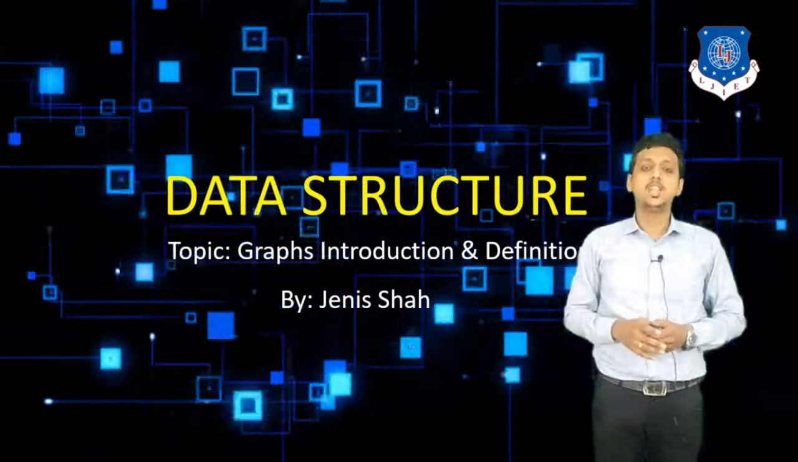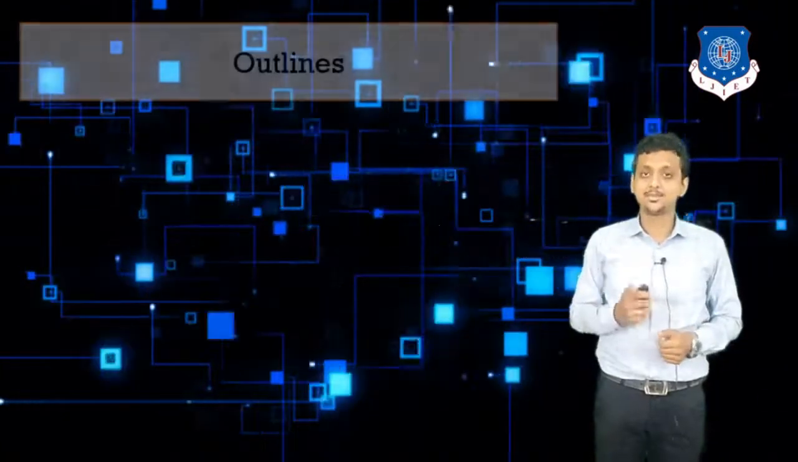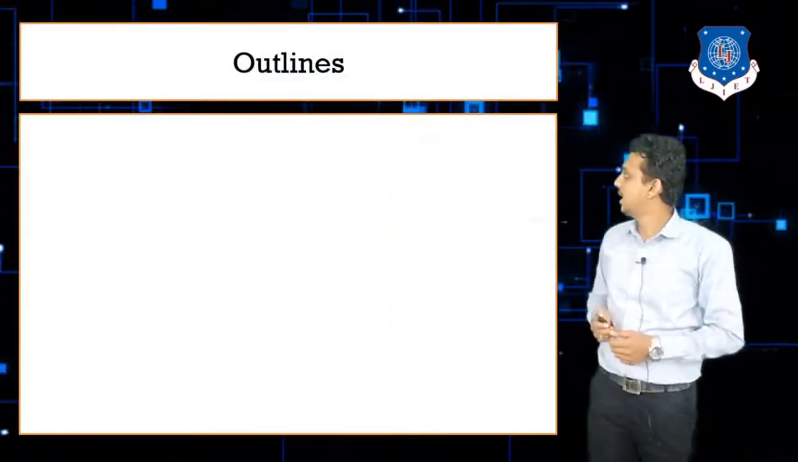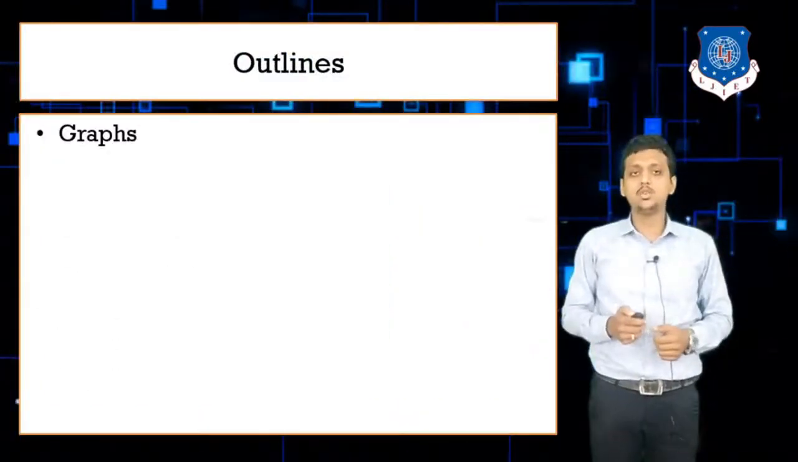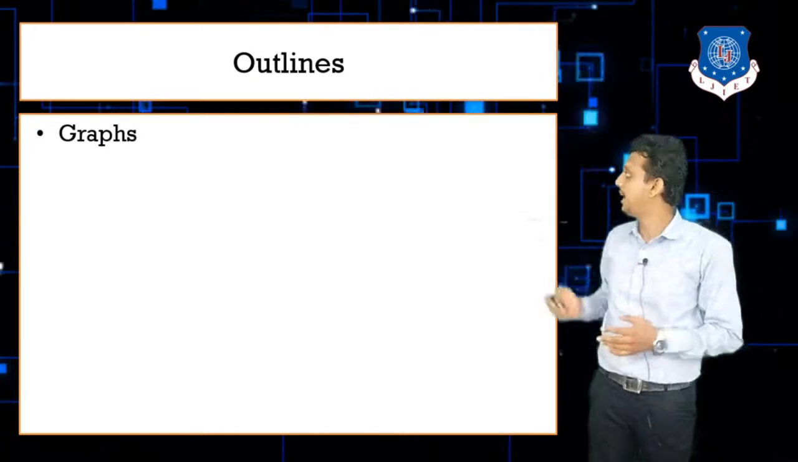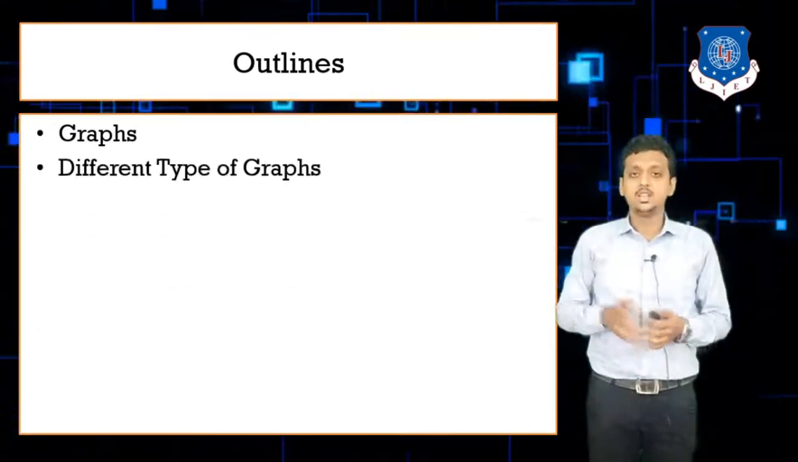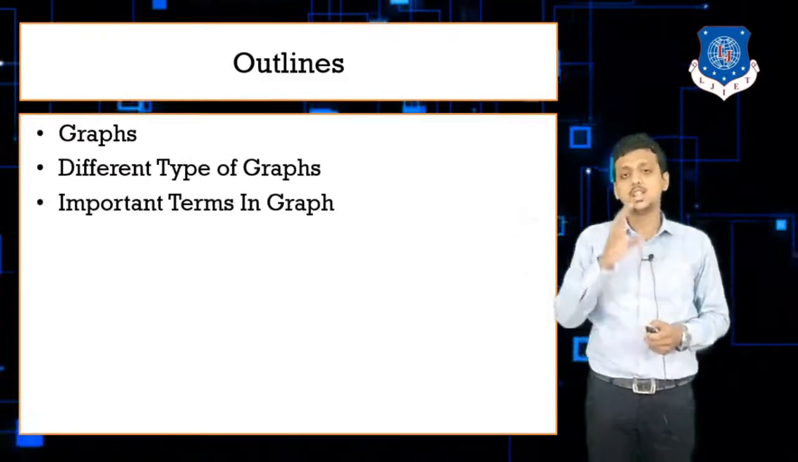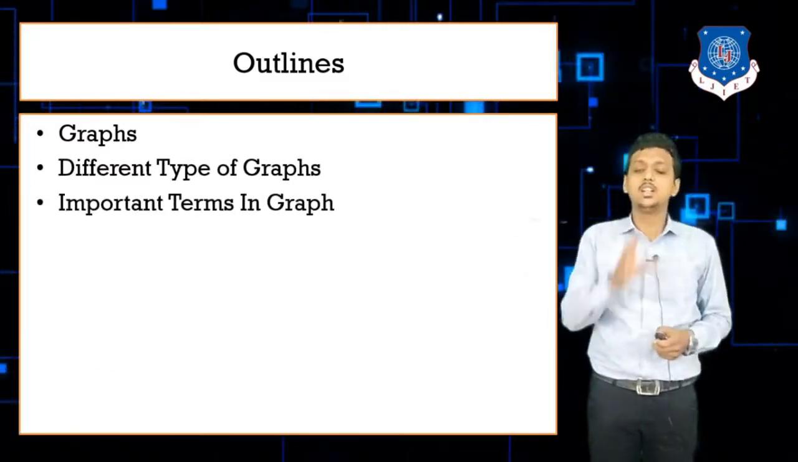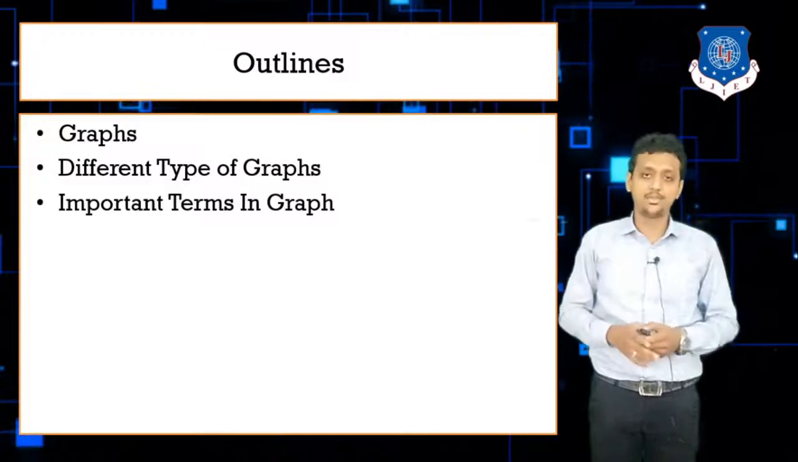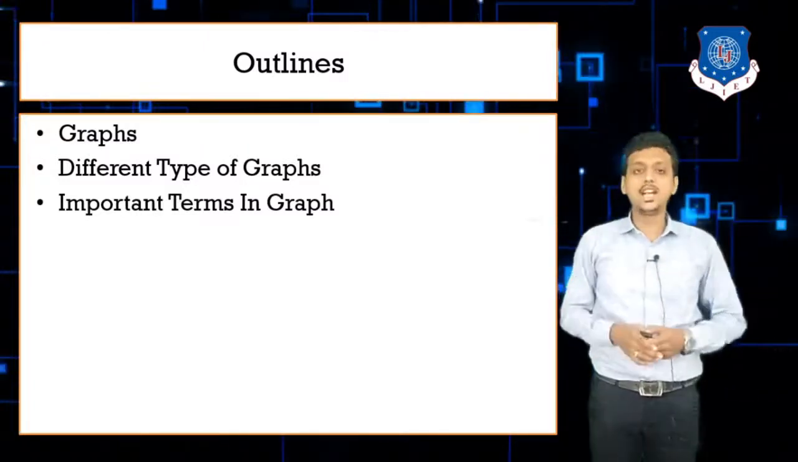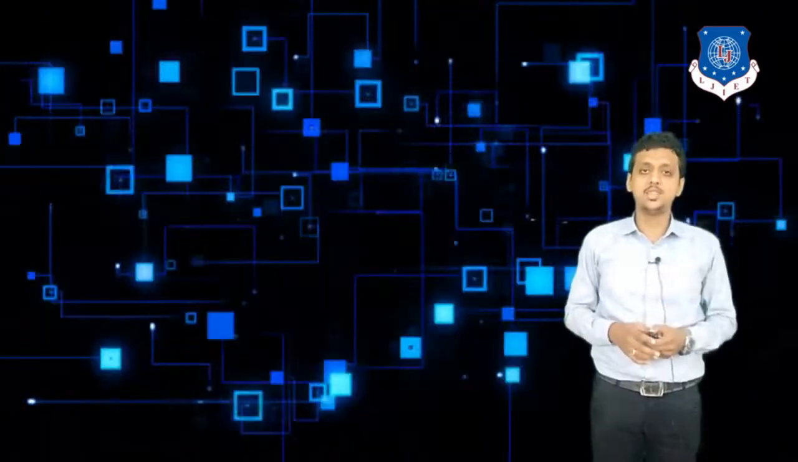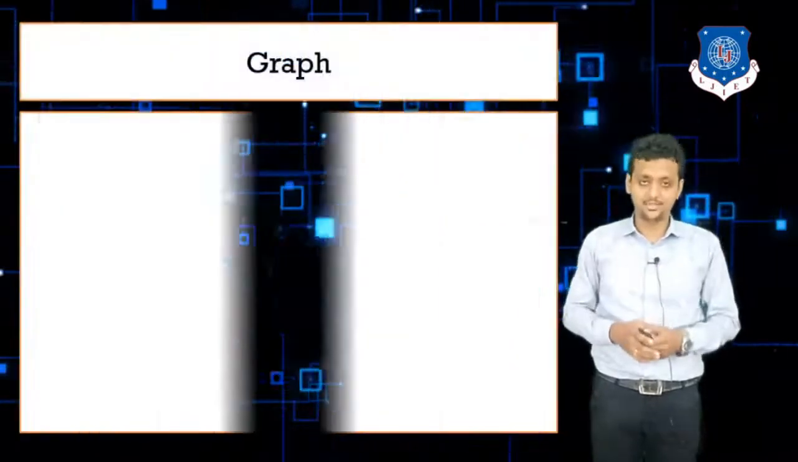So let's begin with today's outlines. Students, first we're going to understand what we exactly mean by graph, then see the various types of graph, and last we will talk about the various terminologies in graph. Okay, so let's begin with the first definition, that is graph.